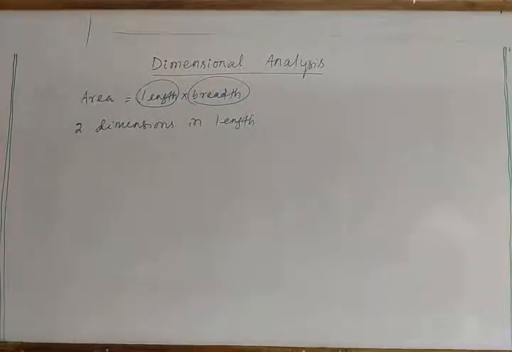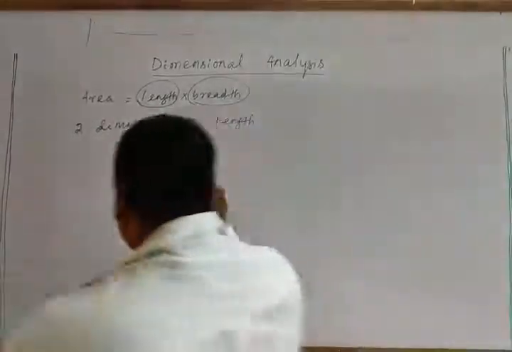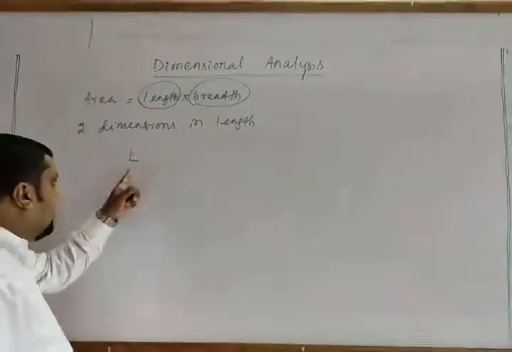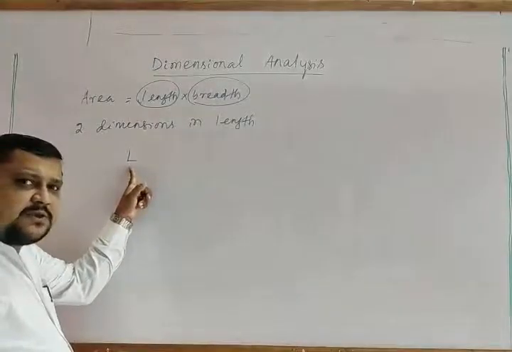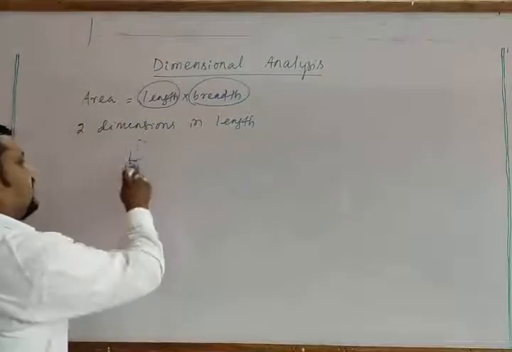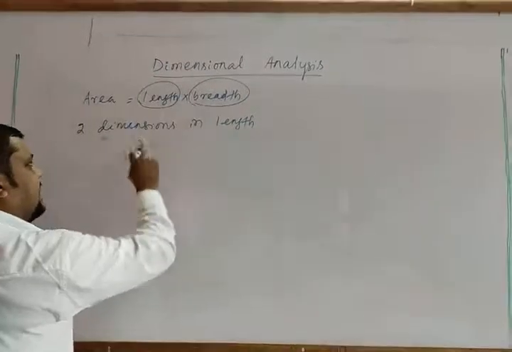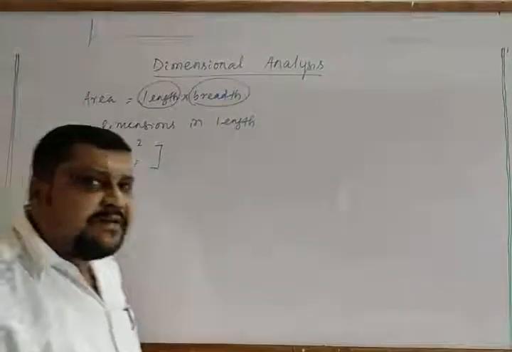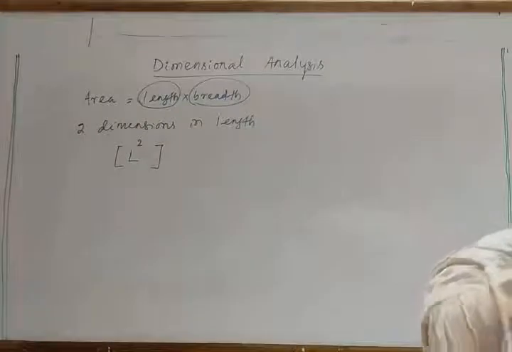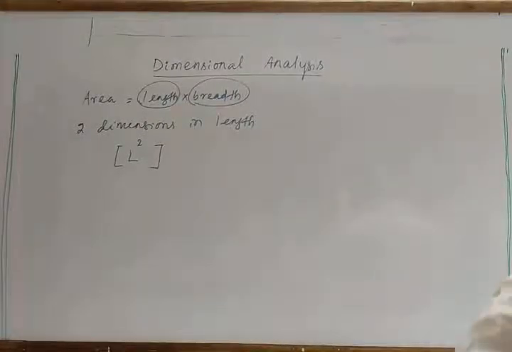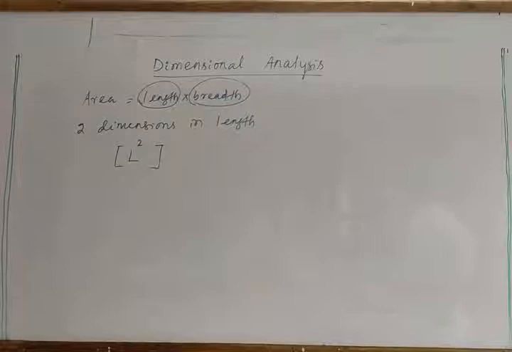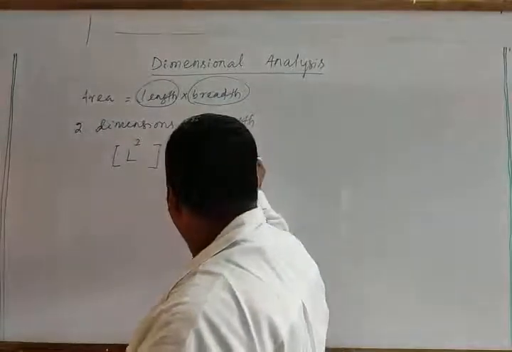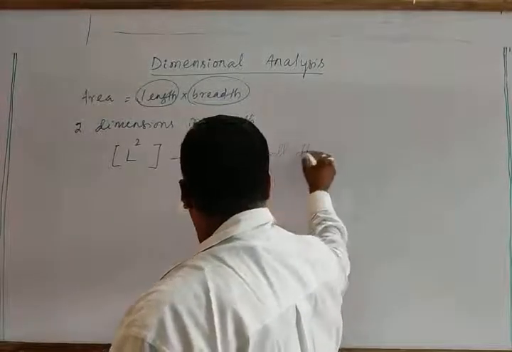When you say that, what is the dimensional formula? For length, you are measuring length 2 times. So I will write this as L1 into L1, L squared, within a square bracket. The dimension with powers is denoted by a square bracket. So this is the dimensional formula.